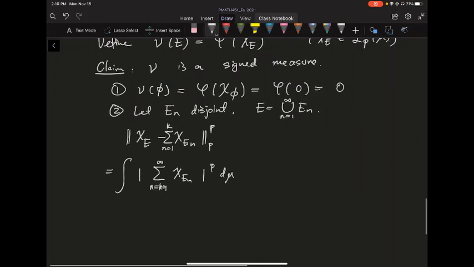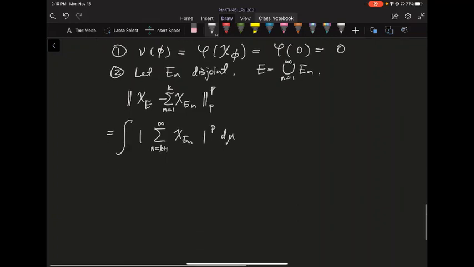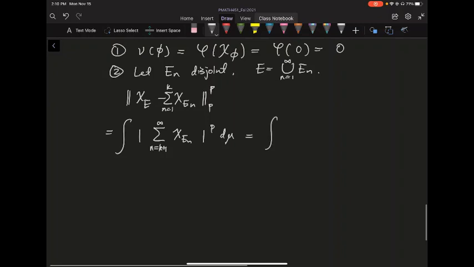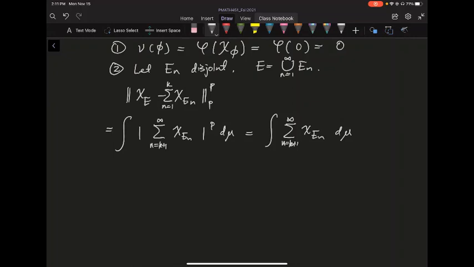And the good thing about these chi of E_n is that they're disjoint. So when you take their sum, they're basically either 1 or 0. So it doesn't matter what power p you raise to, it's still 1 or 0. So that's still the characteristic function. So this is still the integral of the summation of chi of E_n, going from k plus 1 to infinity, d mu. So by definition, this is essentially just the sum, n going from k plus 1 to infinity, of the measure of this E_n.